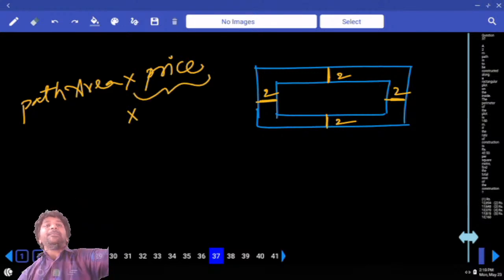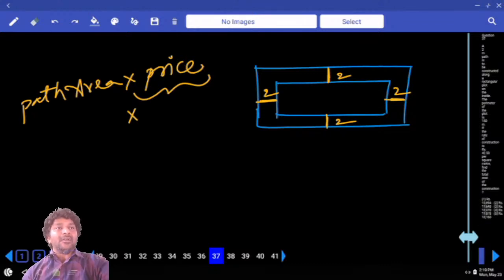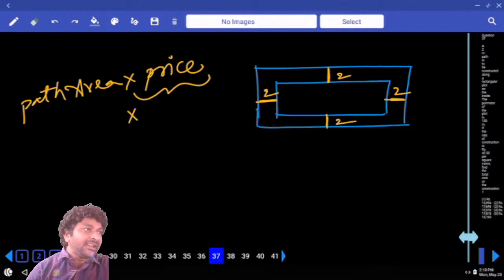If the price is a multiple of 3 or multiple of 9 or multiple of 11, without calculating the path area, you can conclude that your answer is a multiple of some number. Right. But our price is 42.5. Is it a multiple of 3 or 9 or 11? So we have to calculate the path area.